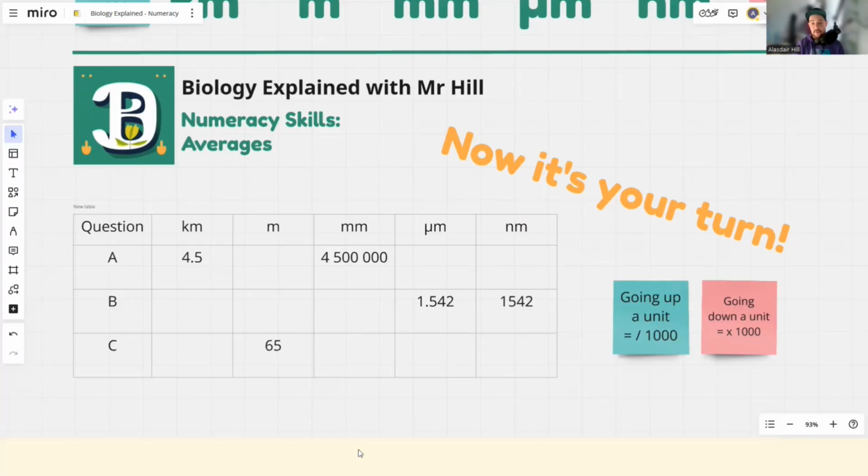Remember our golden rules, which I put on the post-it notes here, so if you're going up a unit, you're dividing your number by 1,000. And if you're going down a unit, you multiply your number by 1,000. Okay, so pause the video, have a go, and then when you're ready, hit play, and we'll go through the answers.